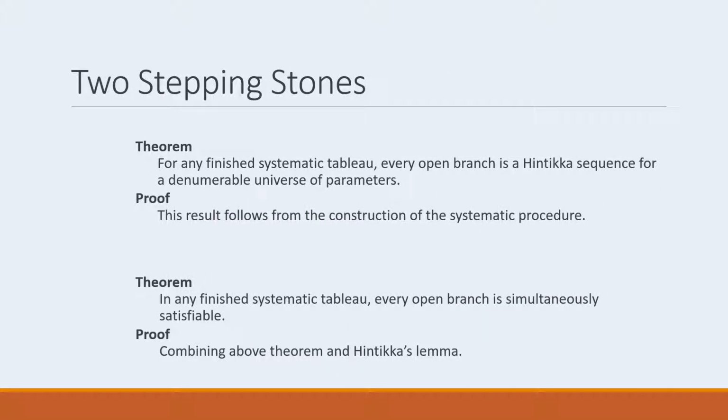Completeness for first-order Tableau is in sight. We have 2 quick stepping stones to gather together this information, and then the proof will be a piece of cake. The first is the result that for any finished systematic tableau, every open branch is a Hintikka sequence for a denumerable universe of parameters. That's just from the way we constructed the systematic procedure.